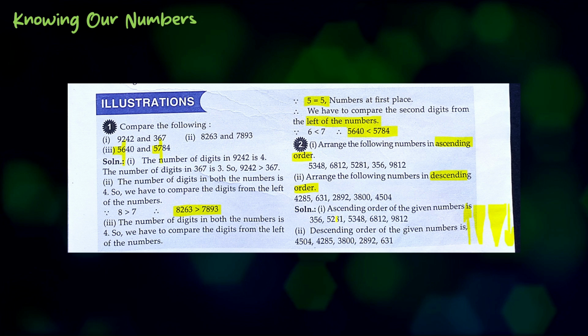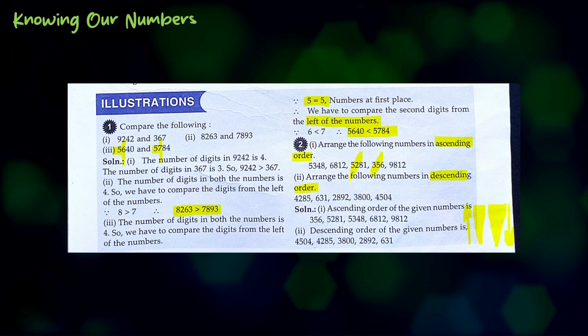So for the ascending order of the given numbers, first one is 4 digit, 4 digit, 4 digit, 3 digit. So small to big, so the 3 digit number comes first, 356, and then all these are 4 digits. So always check the digit from the left: 5, 6, 5, 9. Small to big, so we have two 5s. So from the left we will go to the next digit, that is 3 and 2. So obviously 5281 is the smallest.